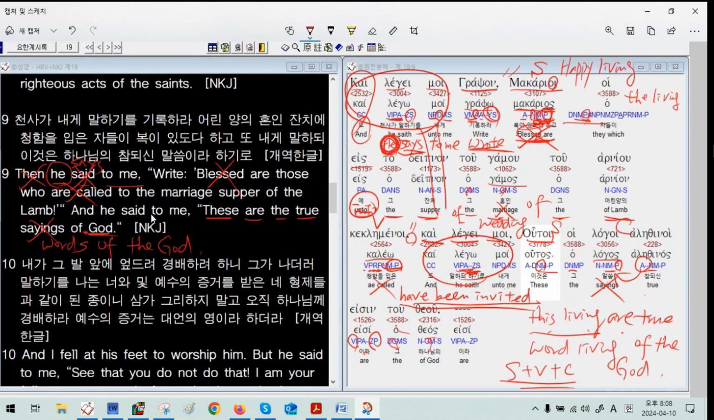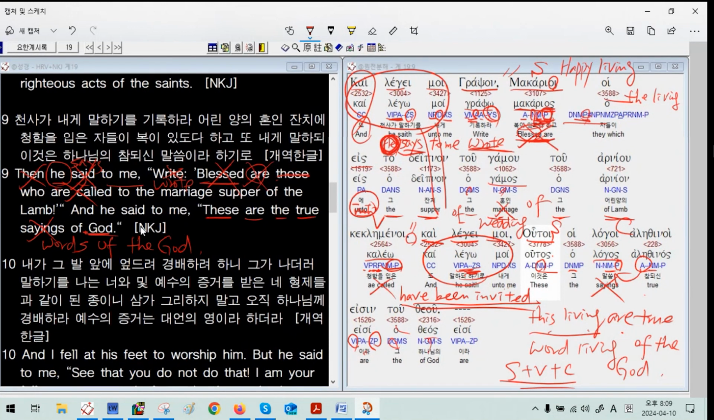He says to me, not write, wrote. And then happy living. There's no R actually, right? There's no R, no beaver. Happy living, the living.